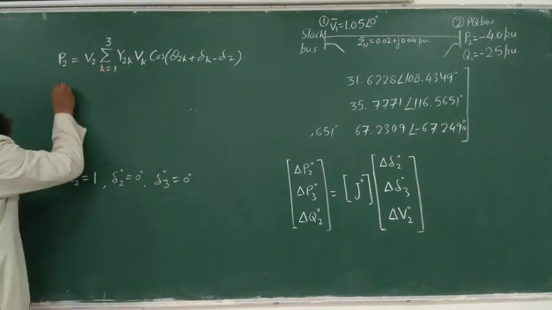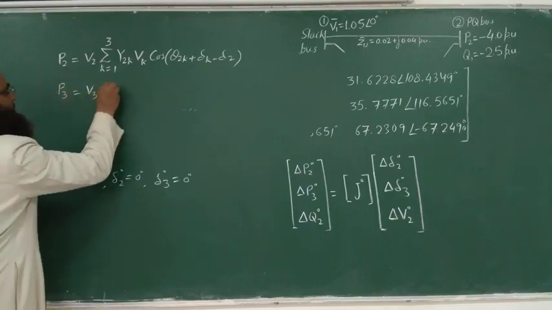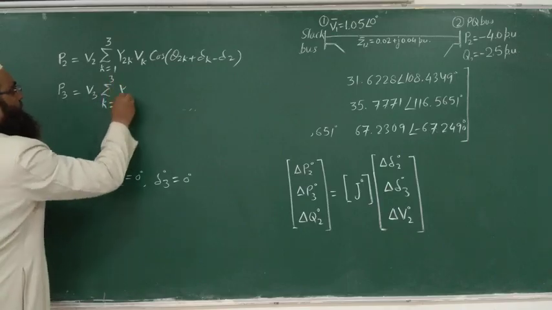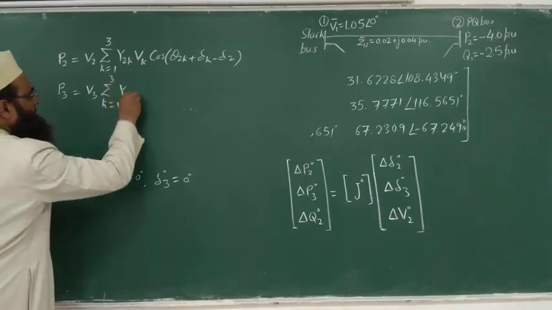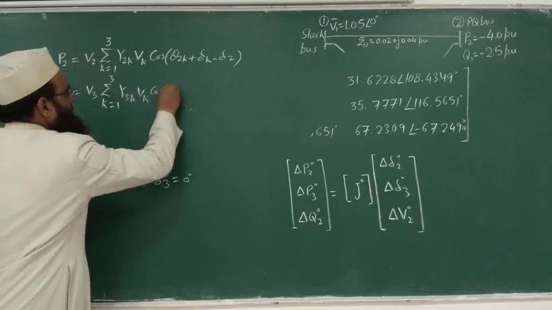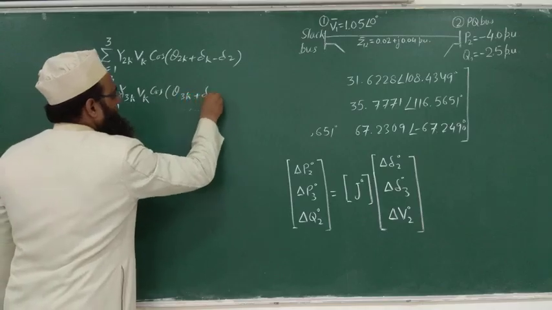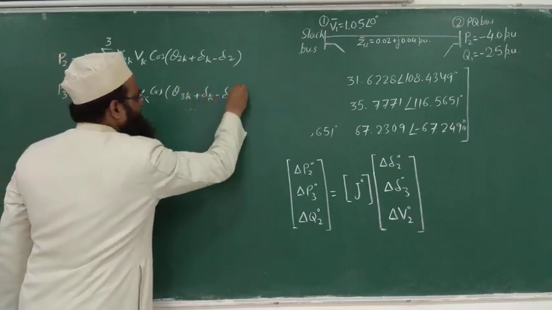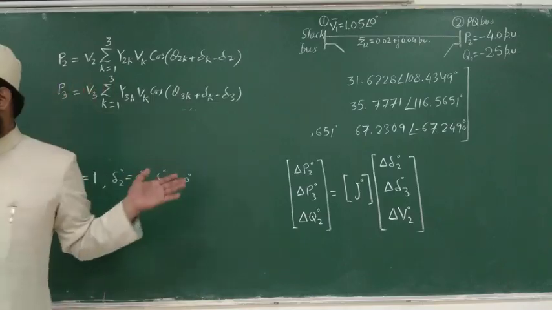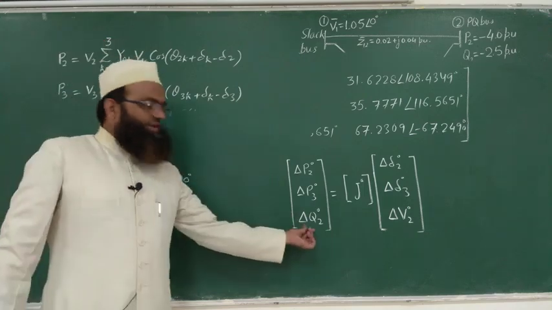Similarly, for P3, you may write V3, K is equal to 1 to 3, Yik, now it will become Y3k, Vk, cosine of theta ik, plus delta k minus delta I, which is 3 here. Fine. So you know the formula of P. Similarly, you need to evaluate the value of del Q also.